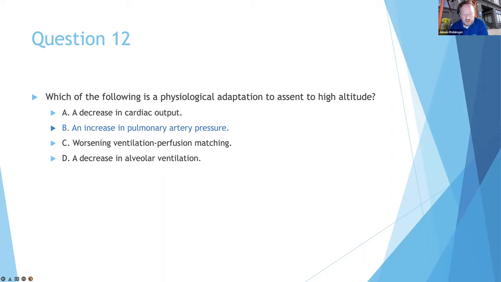So one of the things that makes this question a little tough is that there are different physiologic adaptations to ascent at high altitude. When you're talking about acute altitude sickness, or when you're talking about training at high altitude, those are different and they have different physiological changes. So if you misread that question as training at altitude, then that's going to give you the wrong answer, because some of those are a little different with altitude training.